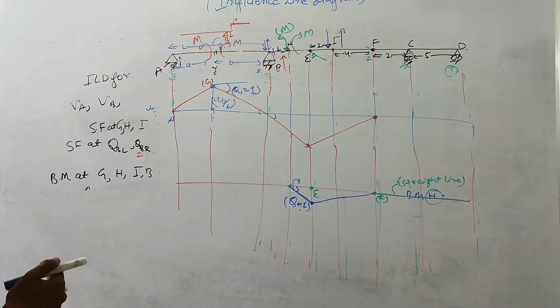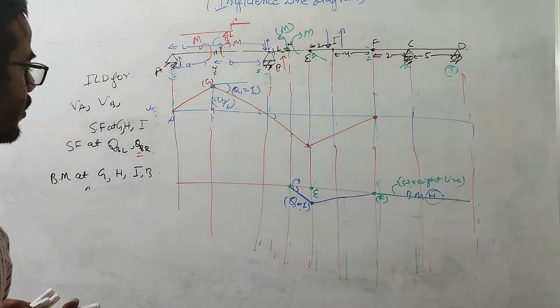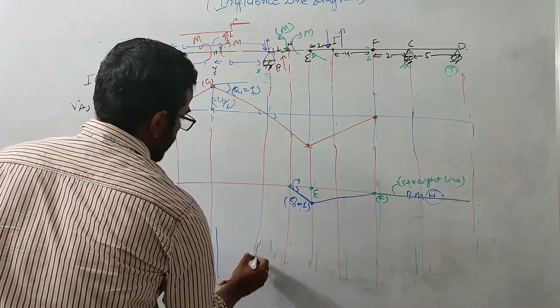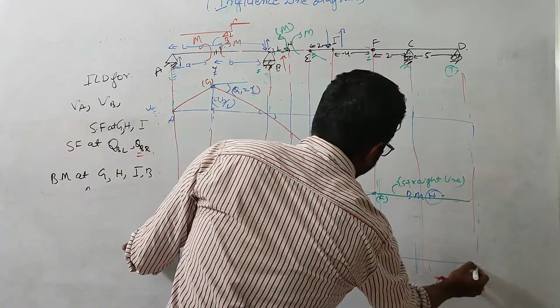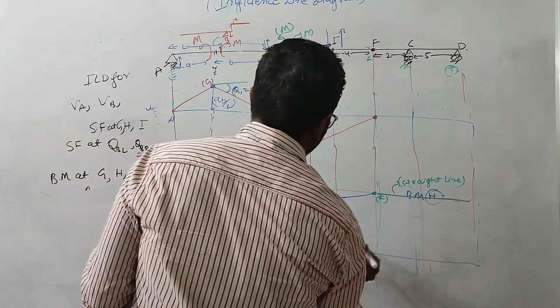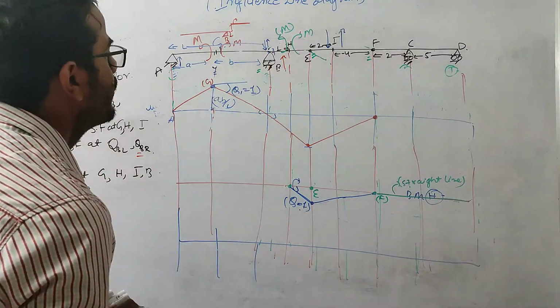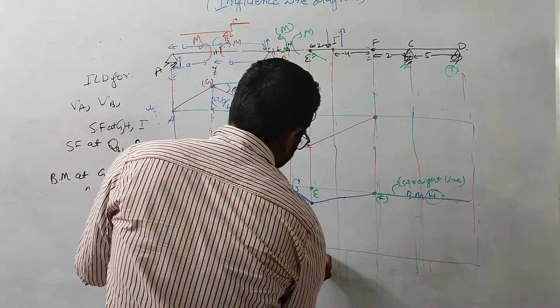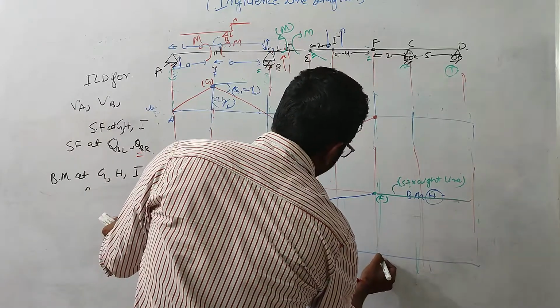This is done. Now we need to find the ILD for point I. Let us suppose this is the reference axis, and this is the point I. What we need to do over here is introduce an internal hinge. One internal hinge is already at point E, and one internal hinge is already at point F.